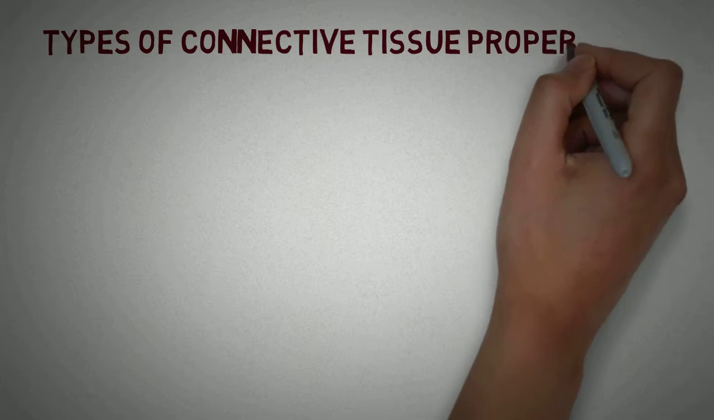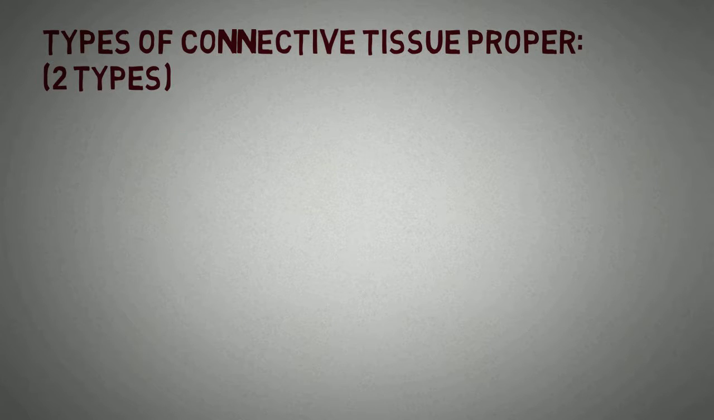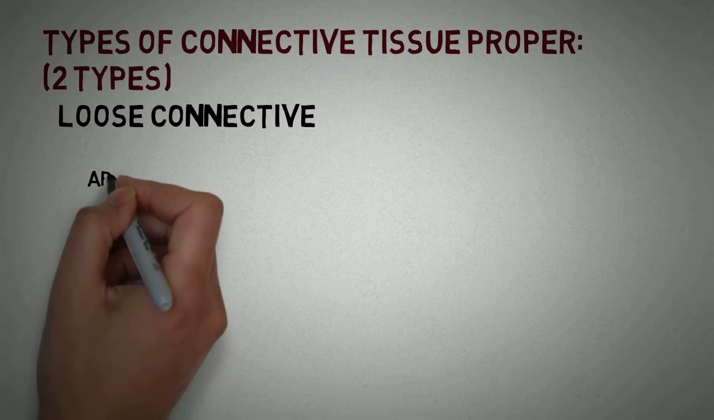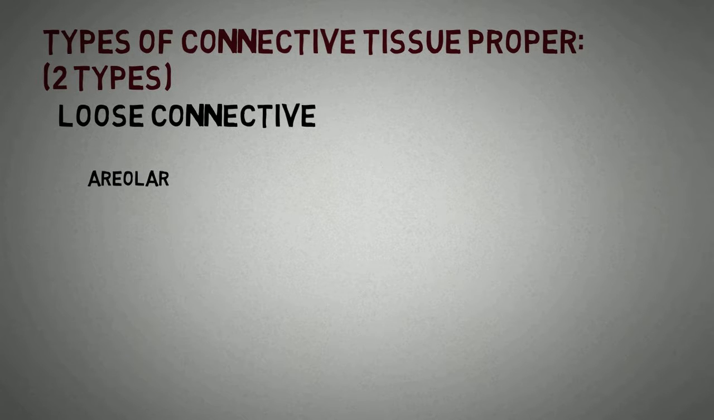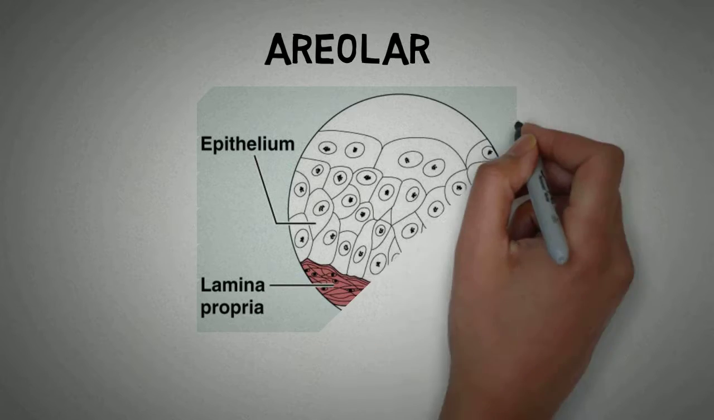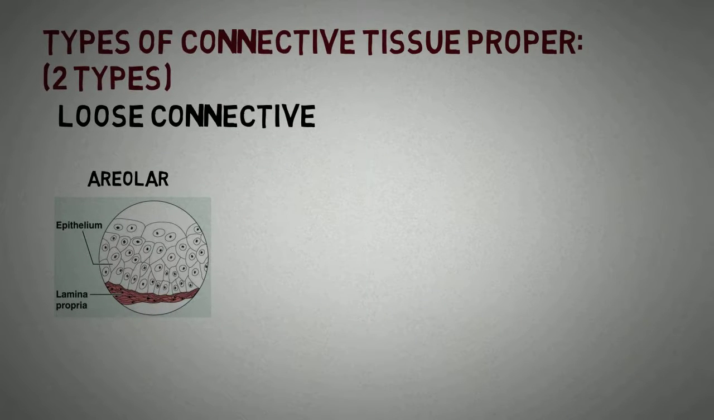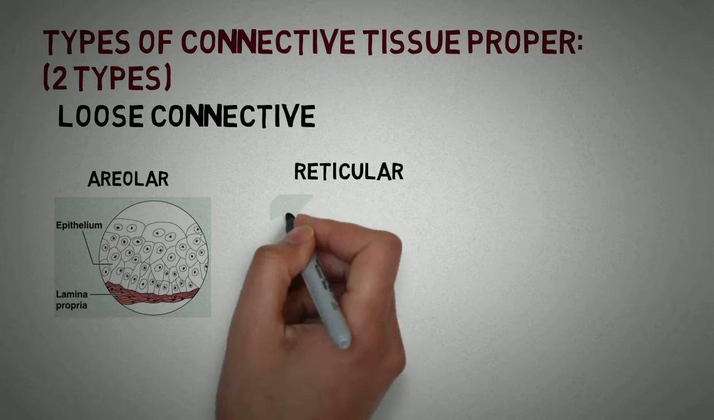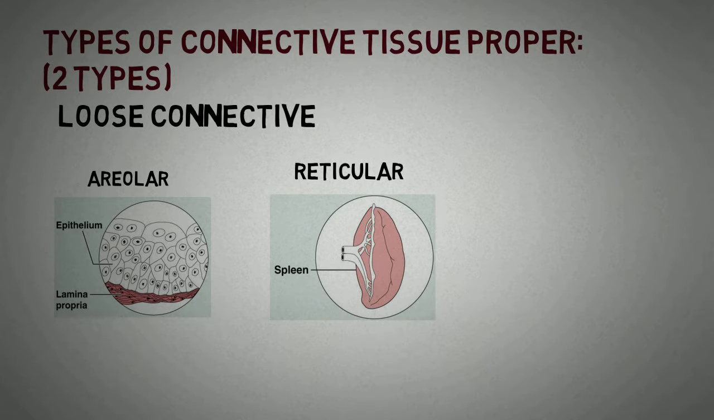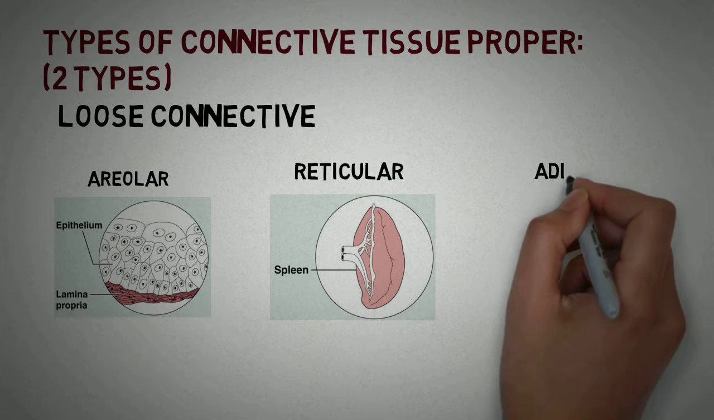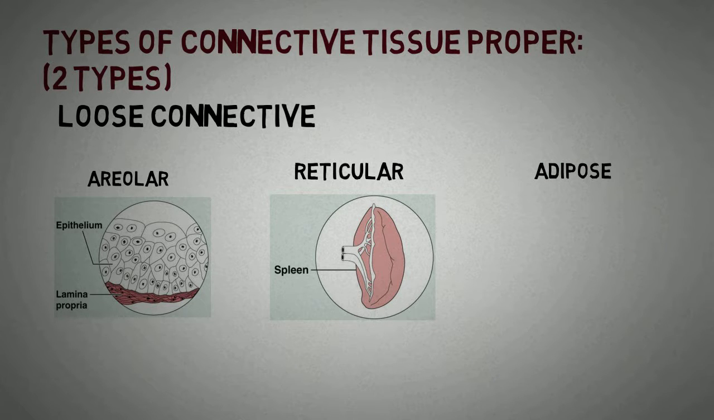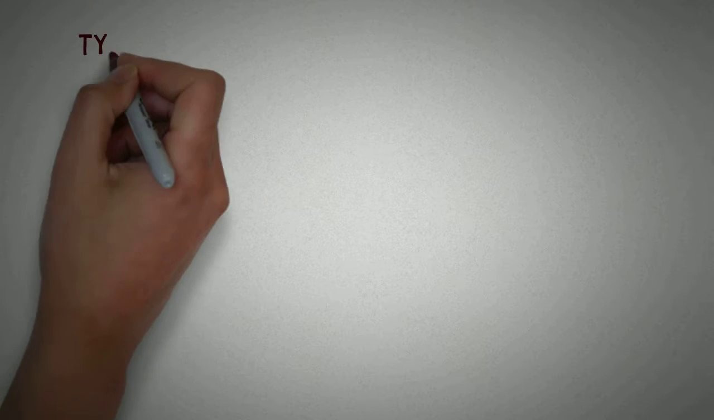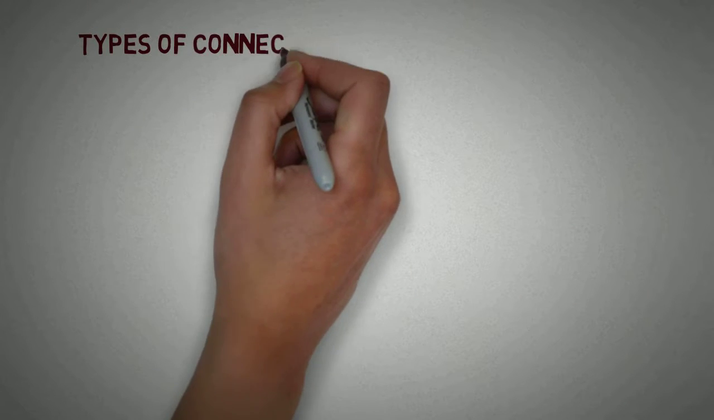So let's talk about connective tissue proper. What are the 2 types of connective tissue proper? Well, there's loose connective tissue, certainly. There are 3 types of loose connective tissue. Areolar is usually found wherever there's epithelium. It holds the epithelium to the rest of the body. There are reticular fibers, and reticular fibers are kind of spongy in a lot of ways. And then, of course, adipose is a type of loose connective tissue, and this is pretty much a lot of our fats and a lot of our storage of energy.